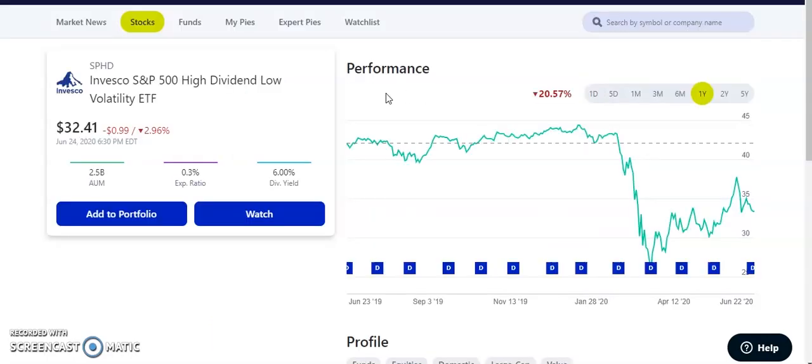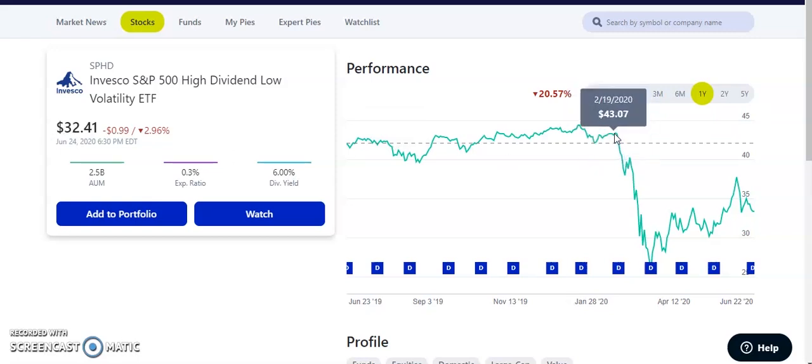The good thing is with this one, just like Realty Income, they pay every single month. So every single month I'm getting paid about 16 cents, 15 cents right now. I can just go ahead and take all that money, reinvest it back into more SPHD and receive more dividend and continuously keep on growing that up, compounding interest pretty much. So this one has a dividend of 6%. Very, very nice. Currently trading at $32.41.